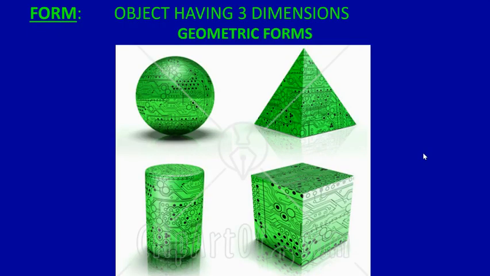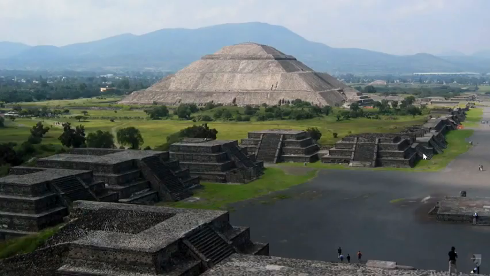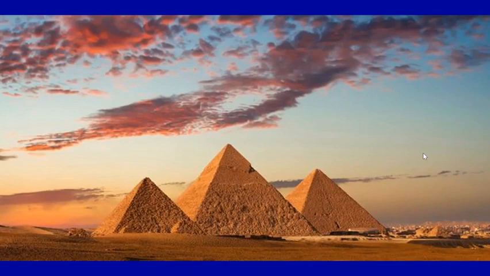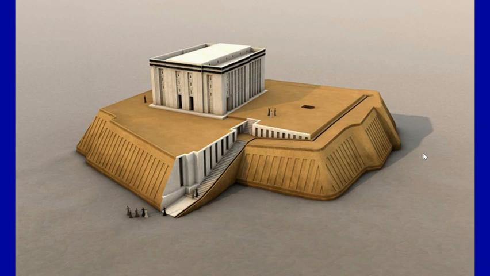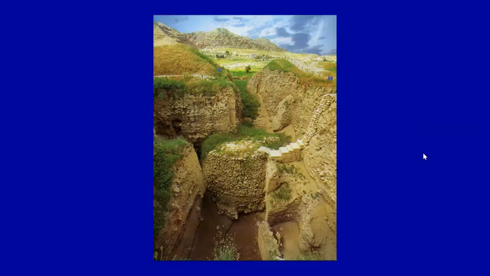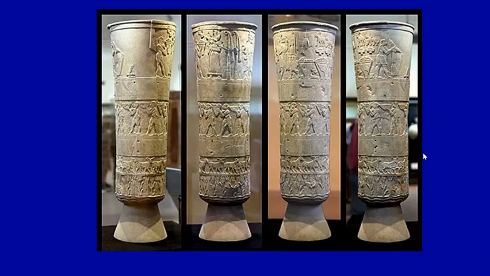A form is an object having three dimensions. So a geometric form would be like a sphere or a pyramid or a cone or a cylinder or a cube. And we can find these pyramid shapes throughout the ancient world: the pyramids in Mexico, the pyramids in Egypt, Mayan and Aztec pyramids, and then the cube shapes of the temples on top of the ziggurats from the Mesopotamian era. The cylinder of the Tower of Jericho is a geometric form, and the cylinders of the columns are geometric.